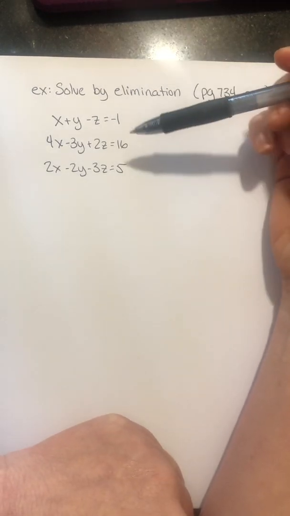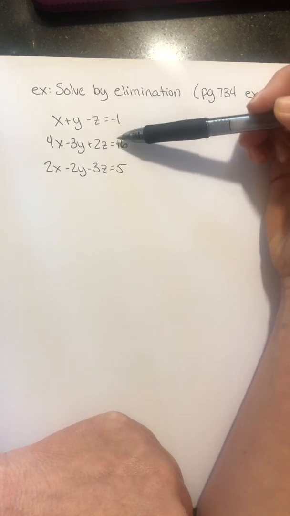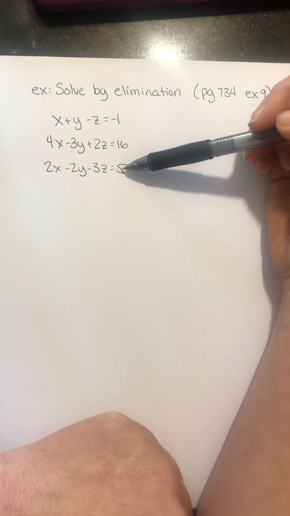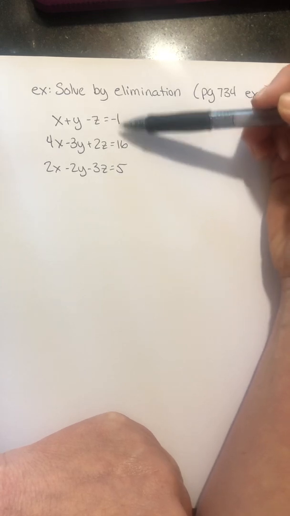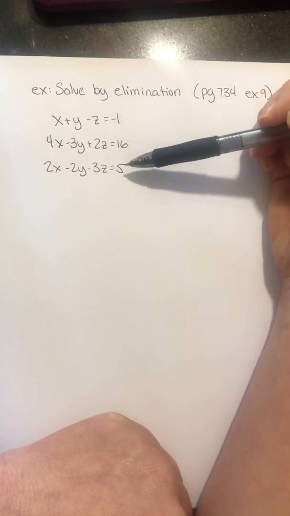So what I want to do is combine two of the equations together to cancel out one of the variables. Then I'm going to combine the last equation with one of the other two equations to cancel out the same variable.